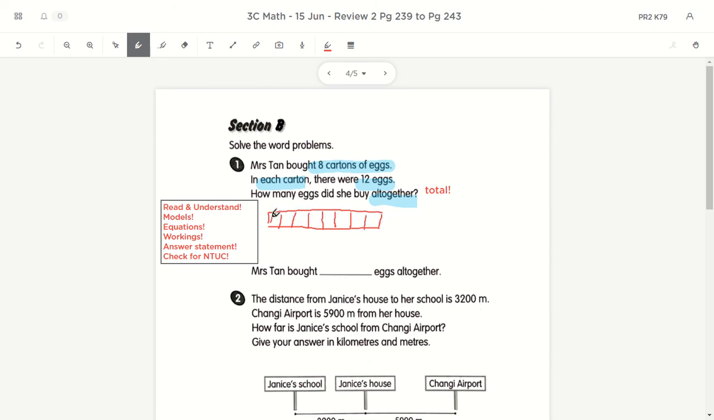In one box there is 12. I want to find the total. I want to find this. So if one part is 12, you want to find 8 parts. So all you need to do is 12 times 8. You can work it out. You will realize you get 96. So Mr. Tan bought 96 eggs altogether. Alright, so it's quite a straightforward question, not difficult. That's why you are doing a lot of pages as compared to later on for today. So the answer is 96.